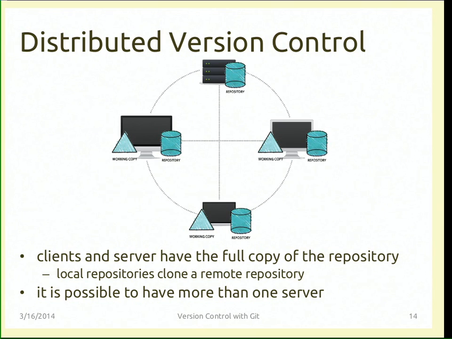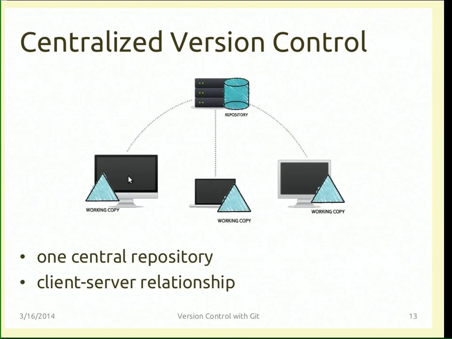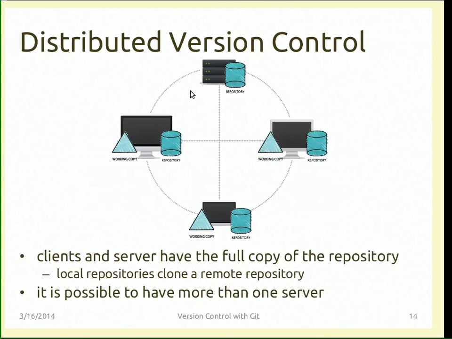This is a distributed version control system. Each computer has a working copy as before, and also a repository inside the computer. What's the difference between here and here? The difference is that in this case, we can have more than one central repository, more than one server. Here you have one working copy that is linked with one repository. Here, a working copy is linked with the local repository, and also with more than one central repository, from zero to infinite. You can also work only on your computer with a distributed version control system.